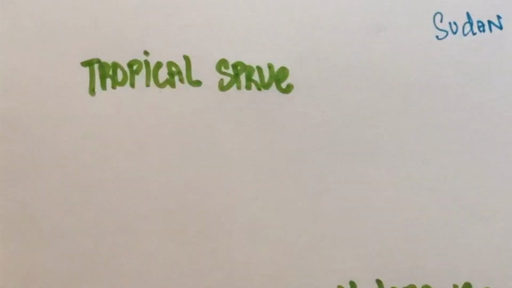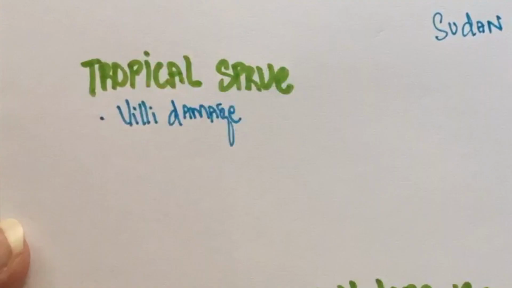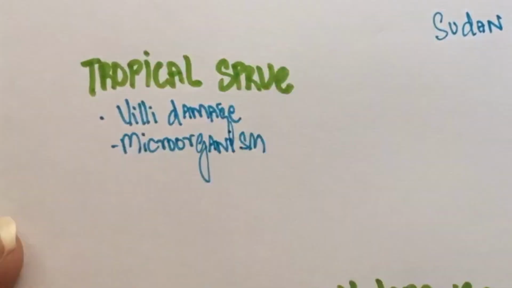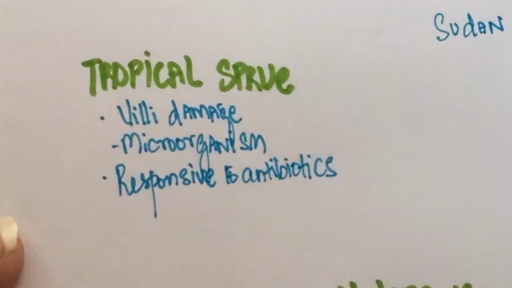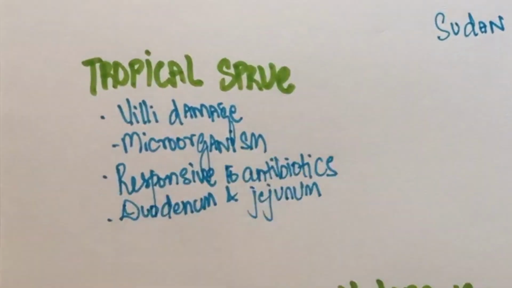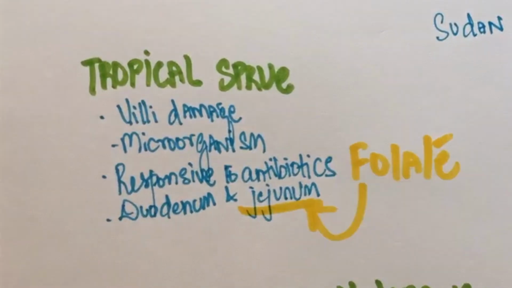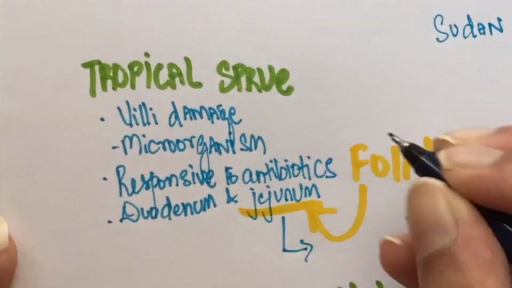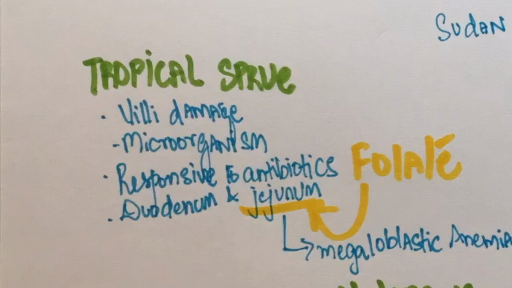Tropical sprue. In this disease, there is damage to the villi due to a microorganism. So, this disease is responsive to antibiotics. Tropical sprue mainly affects the duodenum and the jejunum. Since folate is absorbed in the jejunum, these patients can develop megaloblastic anemia. Tropical sprue, as the name indicates, is more common in the tropical regions.